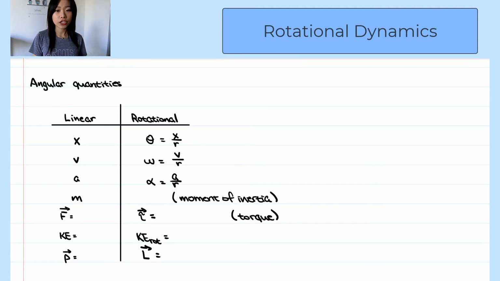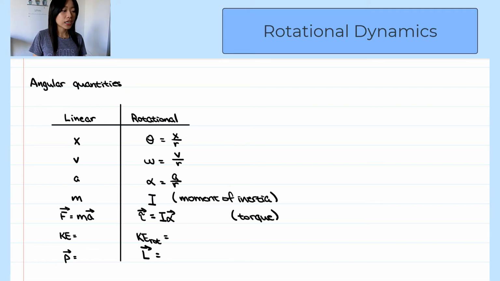And the linear inertia, the resistance, is the mass. Its angular quantity is the moment of inertia, capital I. The moment of inertia of an object depends on its shape. And the force in linear dynamics, by Newton's second law, is mass times acceleration. So similarly in rotational dynamics, the angular quantity is tau, the torque, and it is also the inertia times acceleration, but with angular quantities. So that is moment of inertia times angular acceleration.